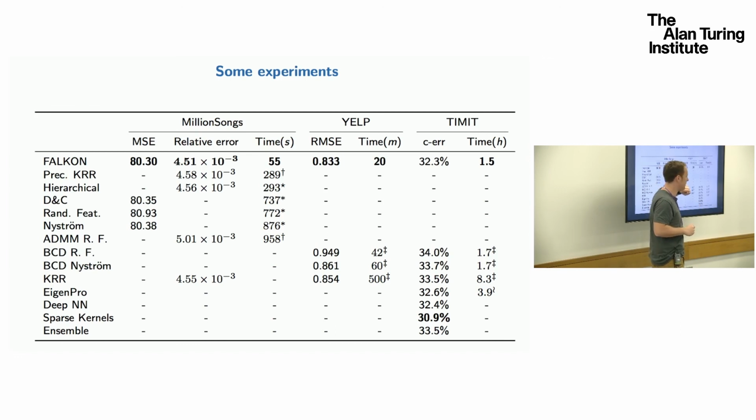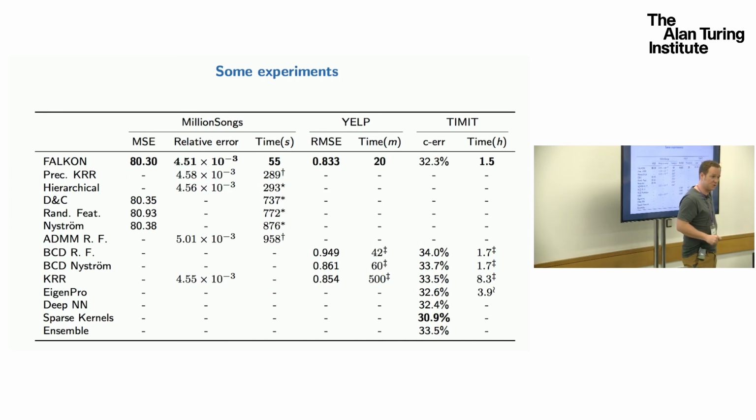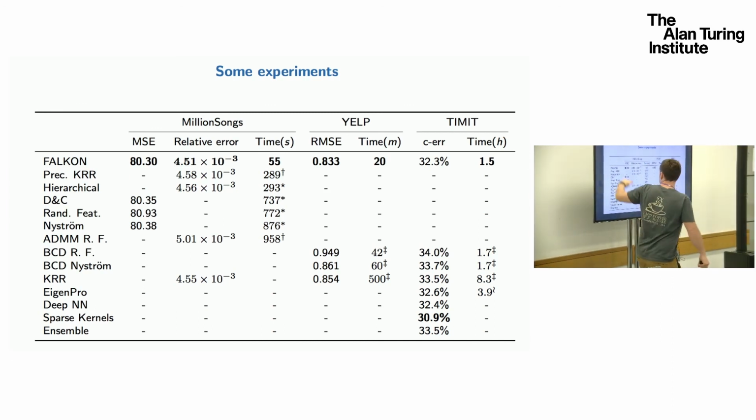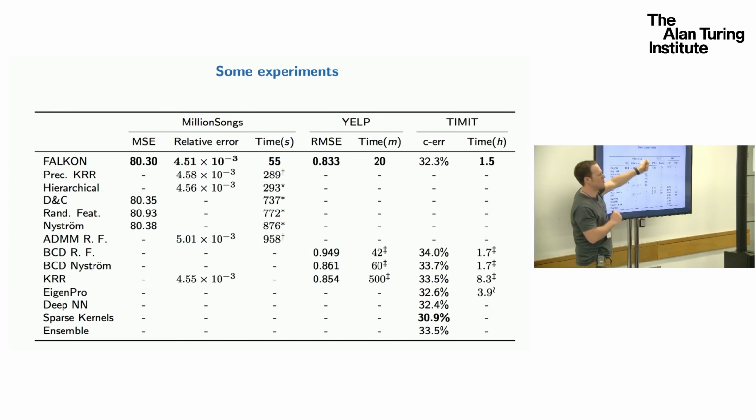And here are a few: Million Song, Yelp, and so on. TIMIT is actually an audio data set, but we use pre-extracted features from there. What you see here is a bunch of competitors. Some of them are kernel methods, some are boosted trees, some are deep neural networks. And the bottom line of this whole bunch of numbers is, if you look at the accuracy, and we have a couple of ways of measuring it, we don't do much better or worse than anybody else. It's basically we're all there.